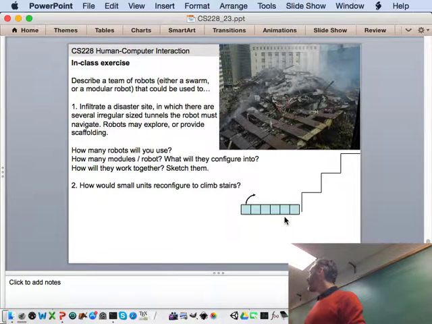How would you design and then deploy a modular robot that could collectively explore this environment looking for human survivors? So you can keep this at a pretty high level like you've seen in this lecture. Start to jot down some sort of basic heuristics.